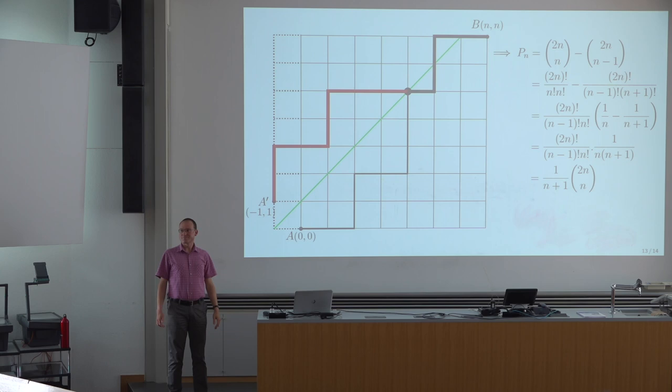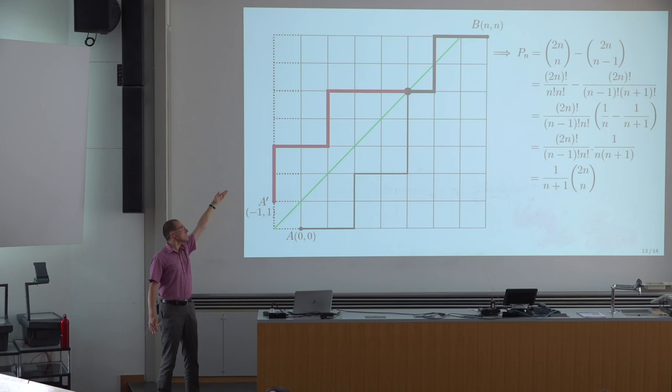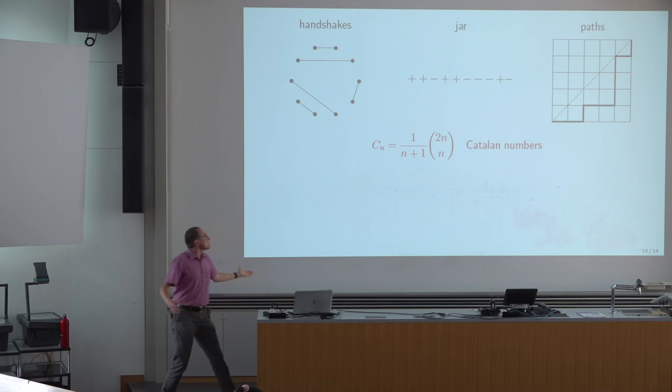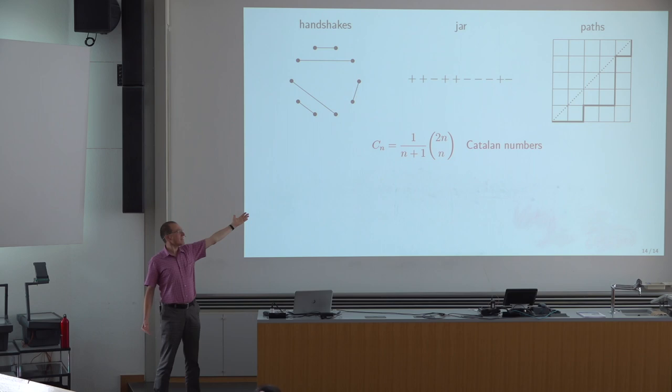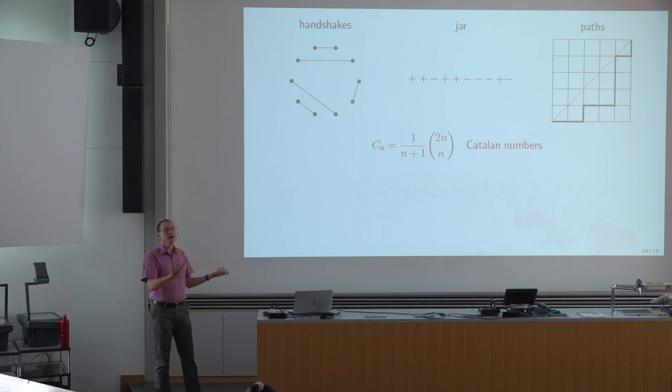This is the number of paths from A to B that do not go above the diagonal. It's equal to the total number of paths minus the paths that do hit the green line. That is to say, minus the paths from A prime to B. And at the end, you get that very, very elegant formula. What is the conclusion? All these three problems have the same answer given by that very explicit, very compact formula. These numbers are called Catalan numbers. They're normally denoted by Cn. Catalan numbers, and they solve all of these problems. They are the answer to everything.